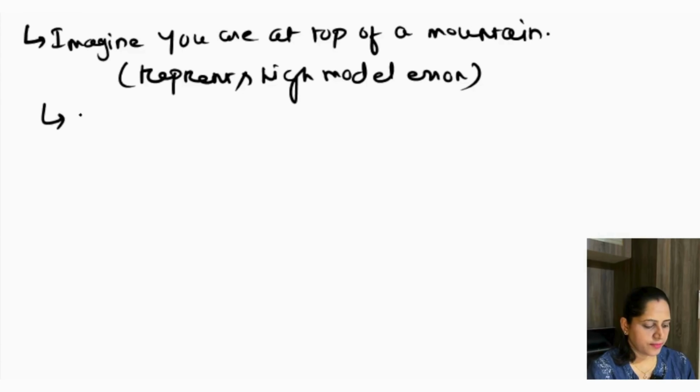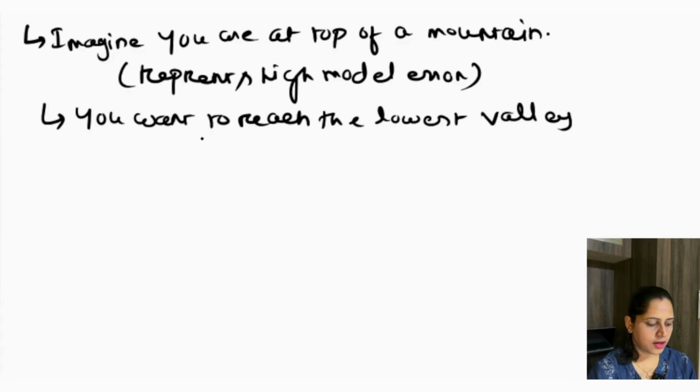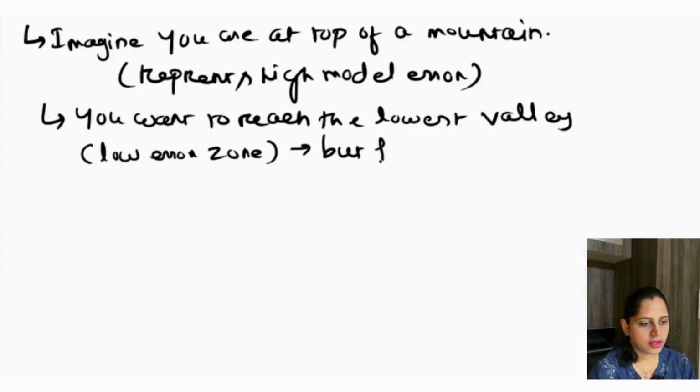Then you want to reach the lowest value, because you need to go to your destination. For that, you need to reach the lowest value. What is the analogy here? I want the low error zone, right? But my fog prevents me from coming down.